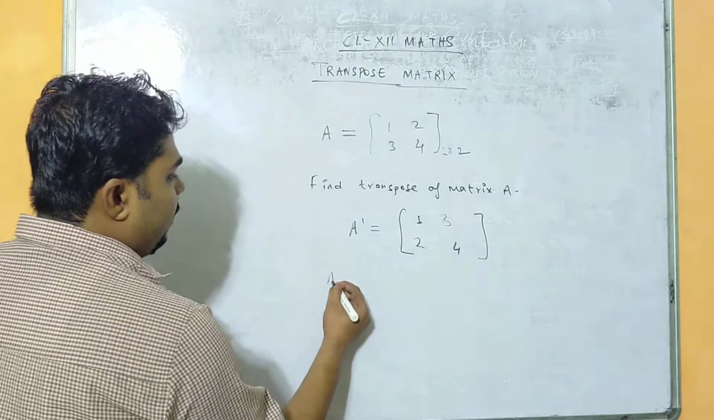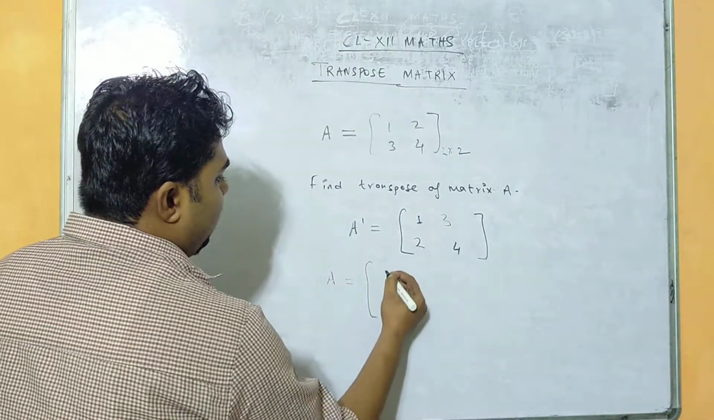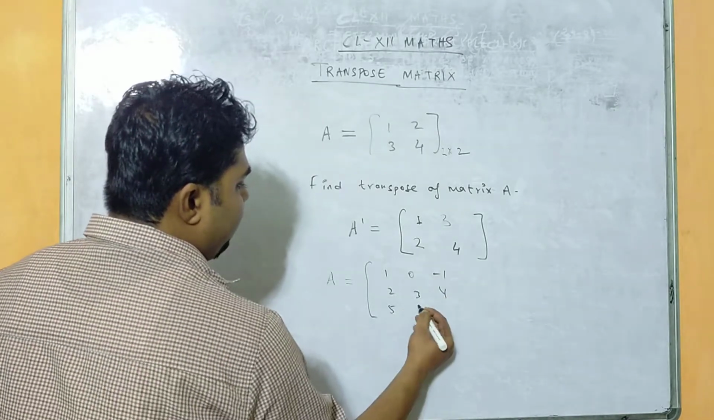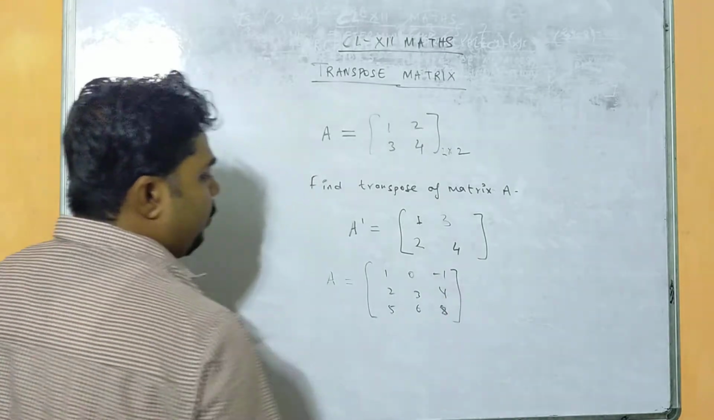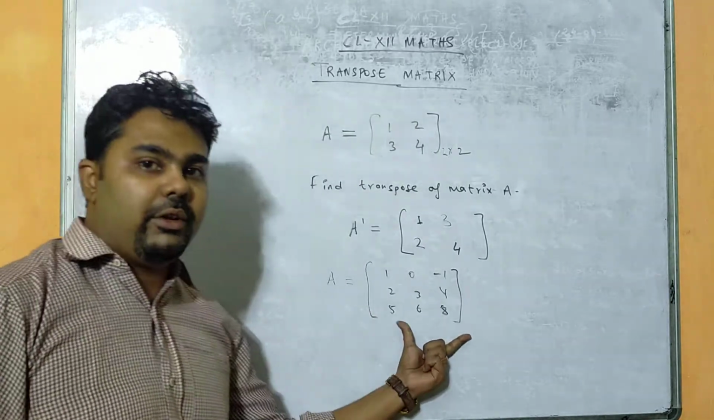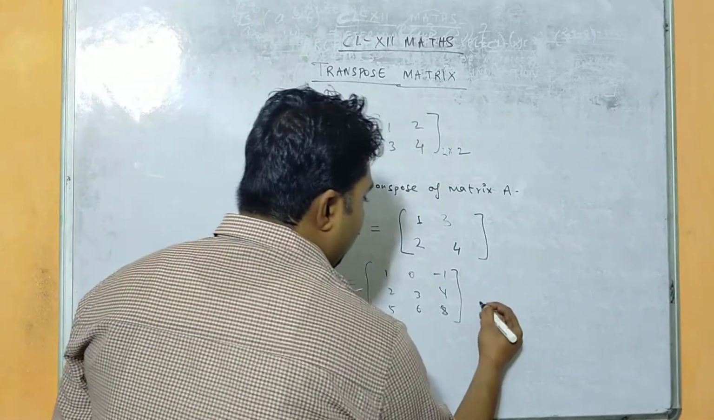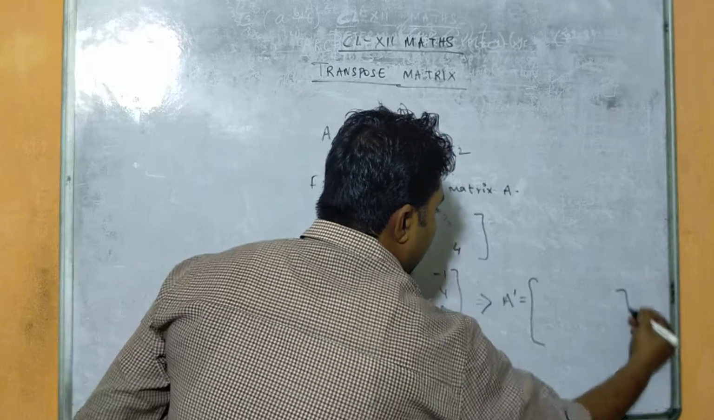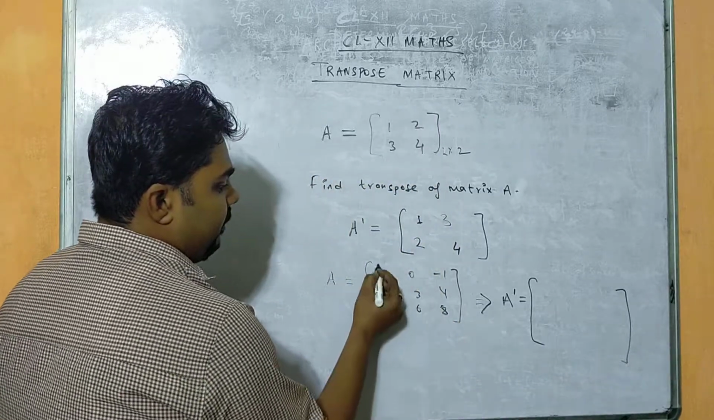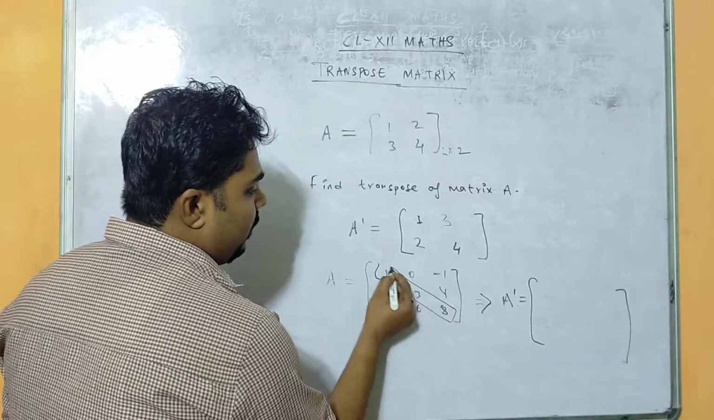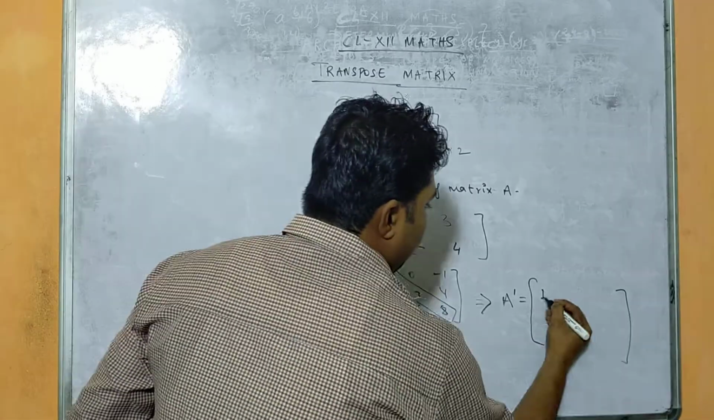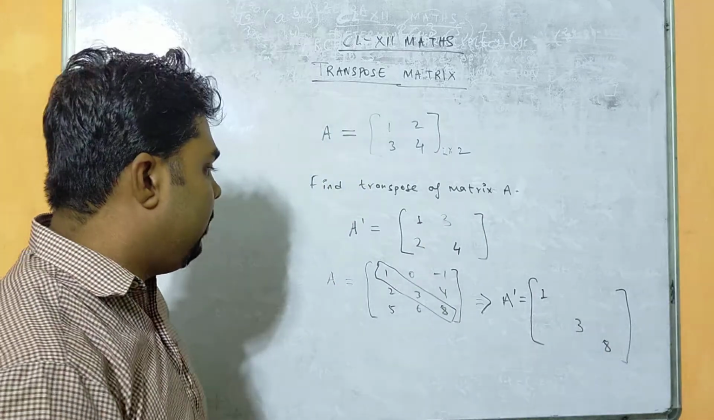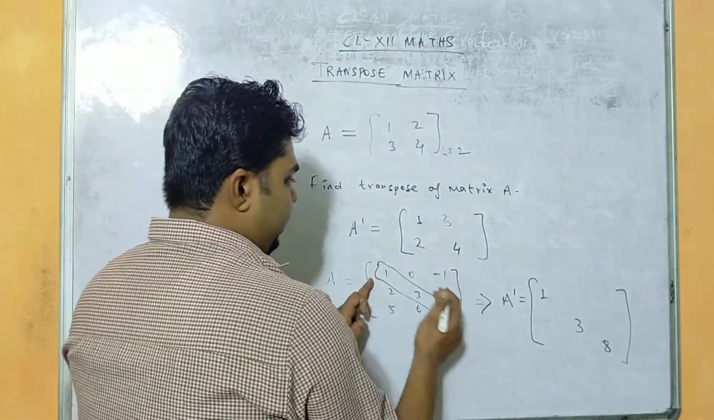Similarly, if we have a 3 cross 3 matrix, for example 1, 0, minus 1, 2, 3, 4, 5, 6, 8, right? If we have to transpose this 3 cross 3 matrix, then in A transpose the diagonal elements will be the same. The diagonal elements are 1, 3 and 8. So these 1, 3 and 8 will remain as they are, unchanged. Now rows will change into columns.